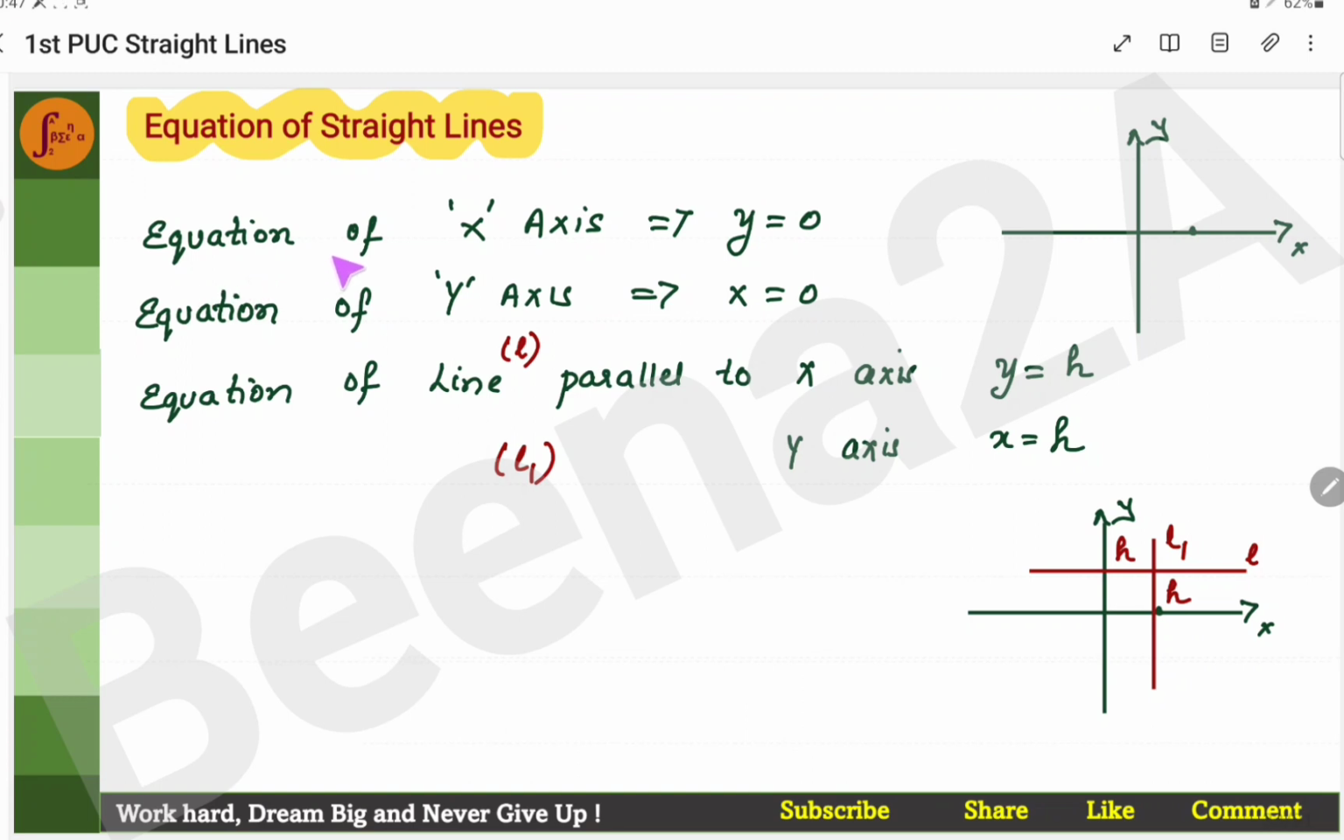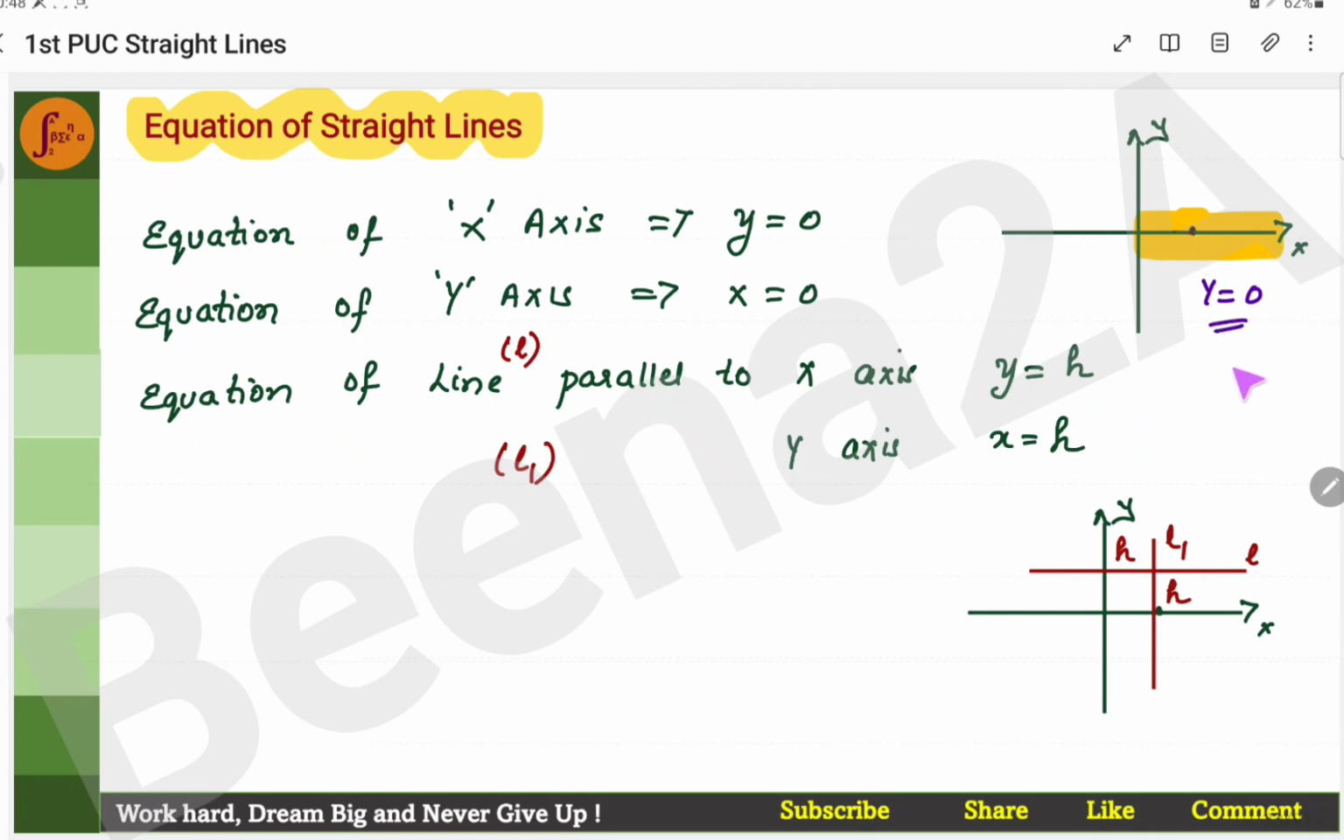A few more concepts on equation of straight lines. What is the equation of the x-axis? If the point is somewhere on the x-axis, there is no y coordinate, because the point is on the x-axis. That means y is equal to 0.